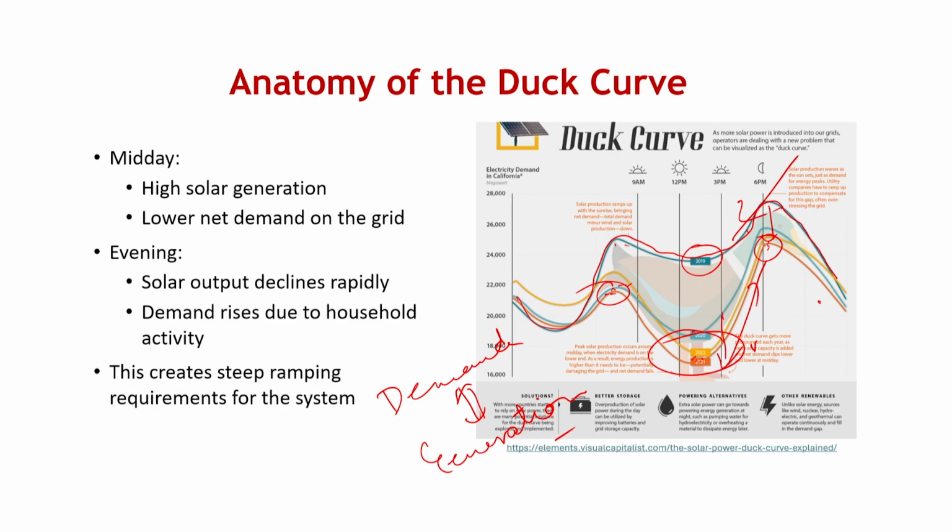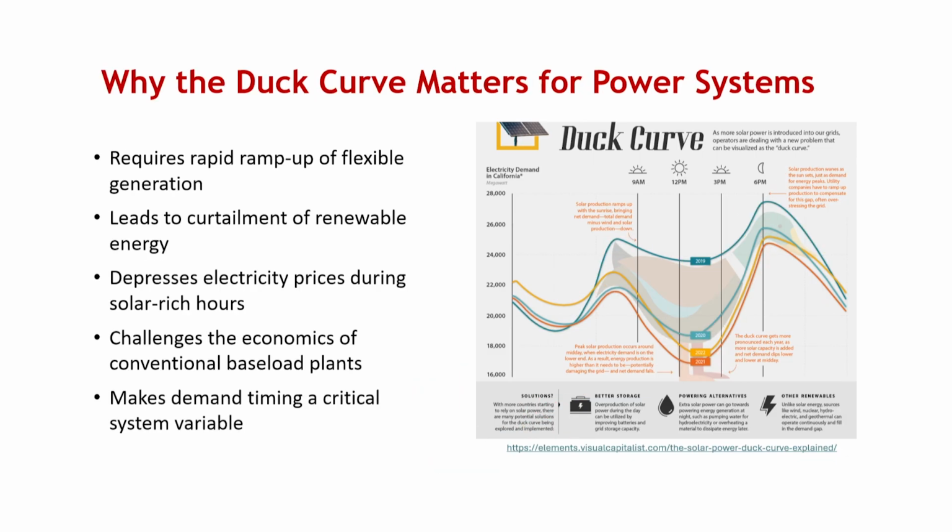So the deeper it goes, the tougher the problem of system designing becomes. And why does it matter? Because, as I already told you, it may require a very rapid ramp up of flexible generation. The ramp up, which was only this much, this kind of slope, now look at this, compare the slope in the two cases. Your slope increases a lot.